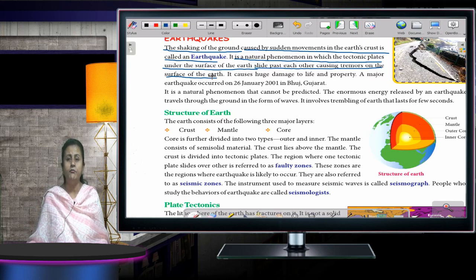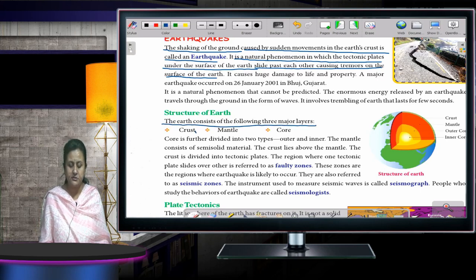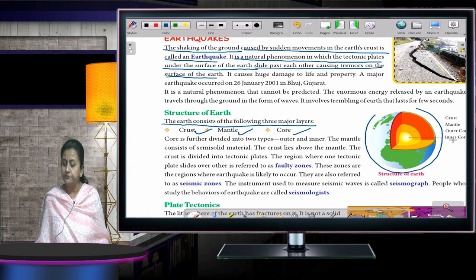Fine. Now we'll talk about the structure of the earth. The earth consists of the following three major layers. First is crust, mantle and core. As you can see in this diagram also. First is inner core, outer core, mantle and crust.